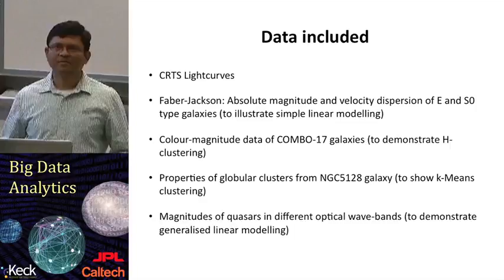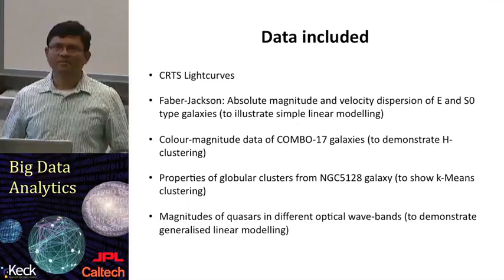Or properties of globular clusters of NGC 5122 galaxy. This is the one that we use with k-means, and we'll go into it in the next slide. Magnitudes of lots of quasars are available in different optical wave bands. This is for generalized linear modeling. But of course, each of these data sets can be used for any other test that you want to run, because there are many commonalities in them, though there are differences in terms of the number of rows available, the number of columns available in them, and so on.